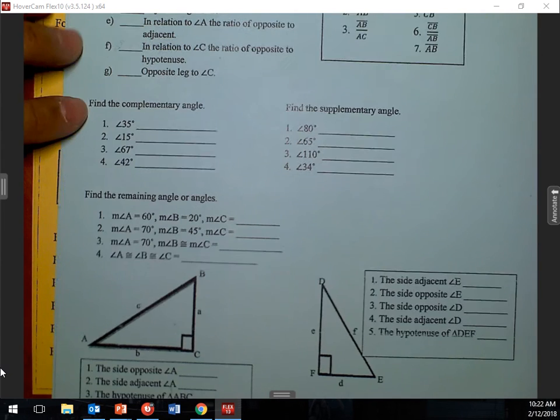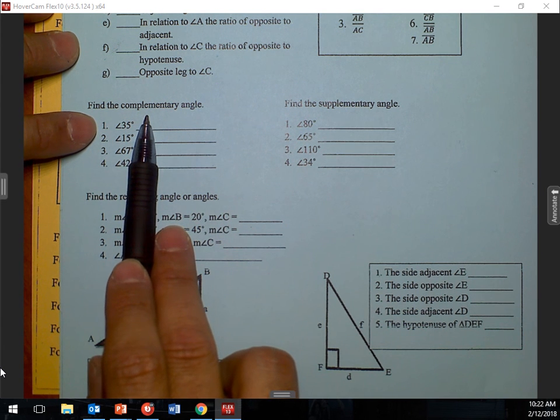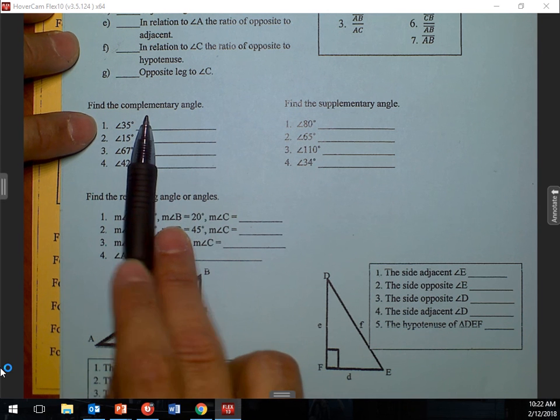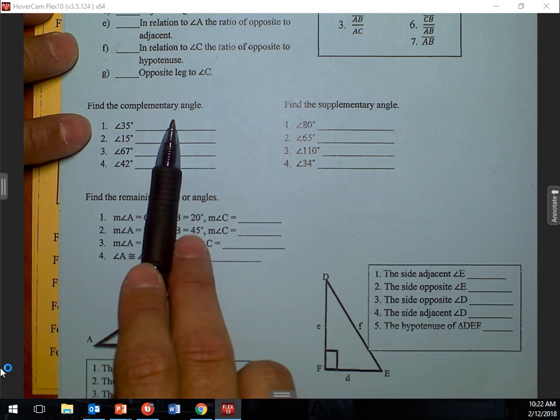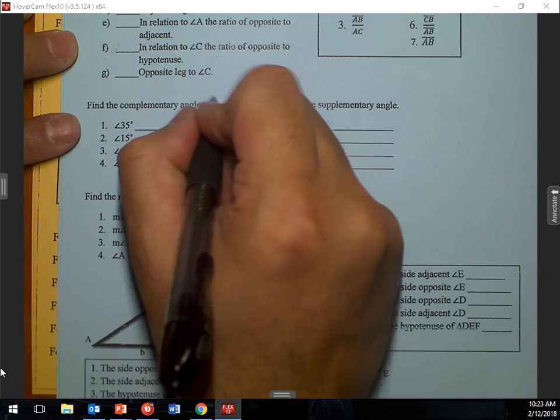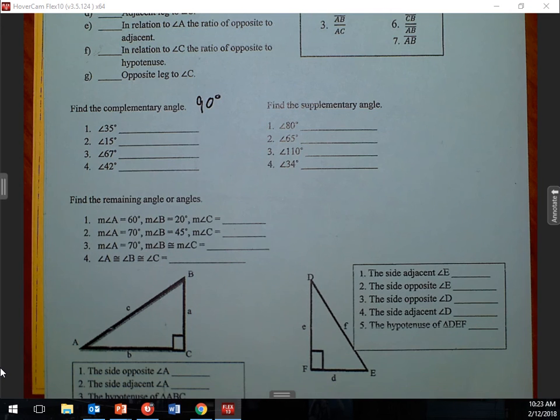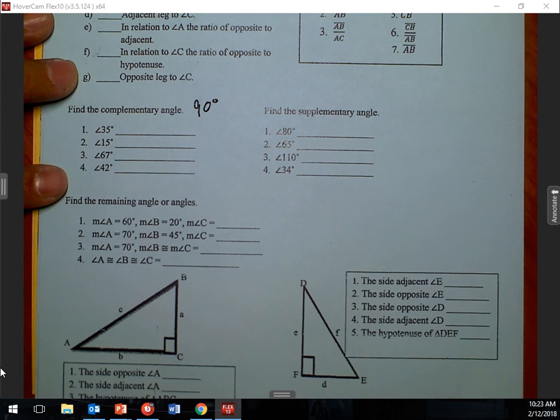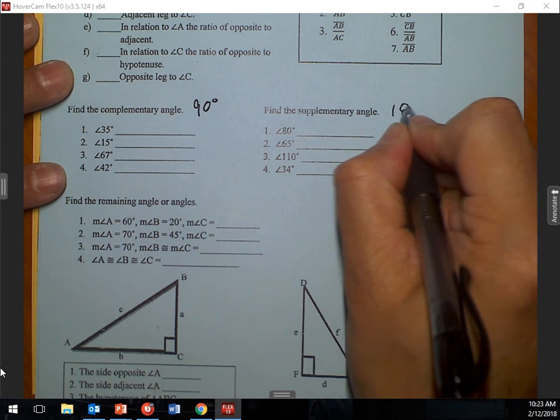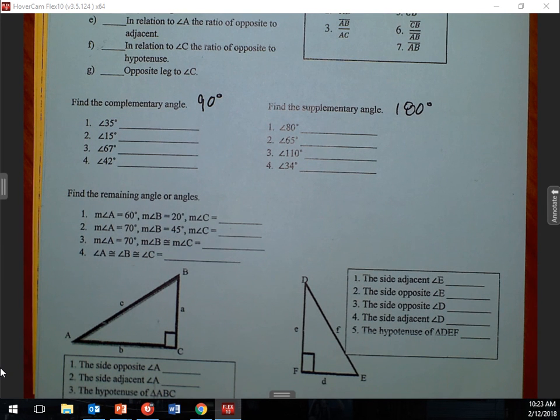All right, let's look at the next part. Now, complement means it adds up to 90. Class, complement adds up to 90. What does complement add to? 90. So I'm going to put a 90 right here so you do not forget. What does supplement add up to? 180. Okay, so you got this? All right, good. Get her done.